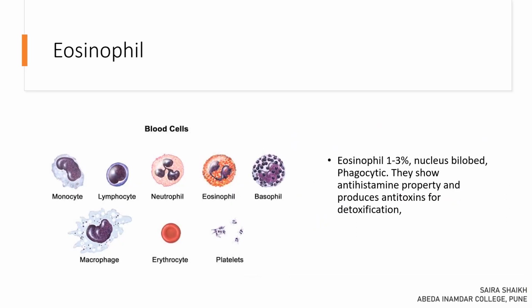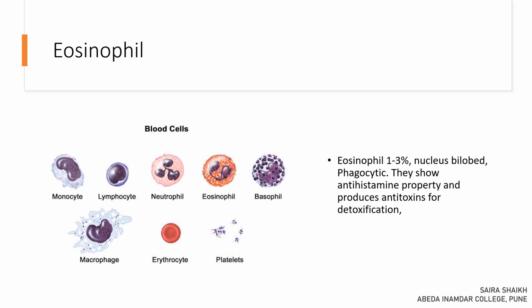The third type of granulocyte is the eosinophil. It is also called acidophil because it takes the acidic stain. It is about 1 to 3% of total WBC count. It can be identified on the basis of the shape of the nucleus. The nucleus of the eosinophil is bilobed. These cells are phagocytic.